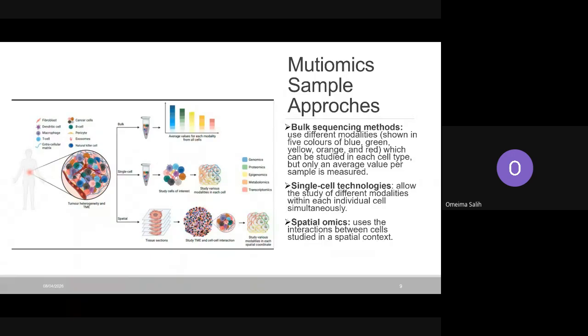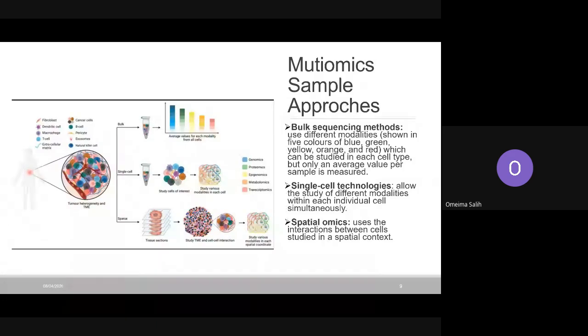So this is, as I mentioned before, there are different approaches of sampling for multi-omics. Either you are studying bulk, and this we call bulk sequencing methods. That means you are using different types of cells. Here, the different types of cells are colored in different colors: blue, green, yellow, orange, and red. Each cell type can be studied, but only an average value per sample.